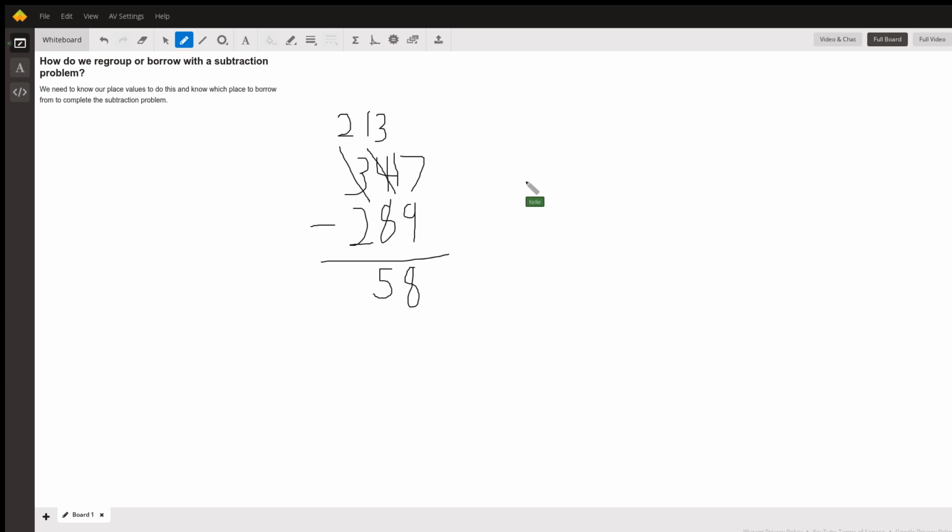Well, let's see if it works out. 289 plus 58. Now we know that there's going to be some carrying in here, and we're going to start in the ones place because we know 9 plus 8 is 17, right?